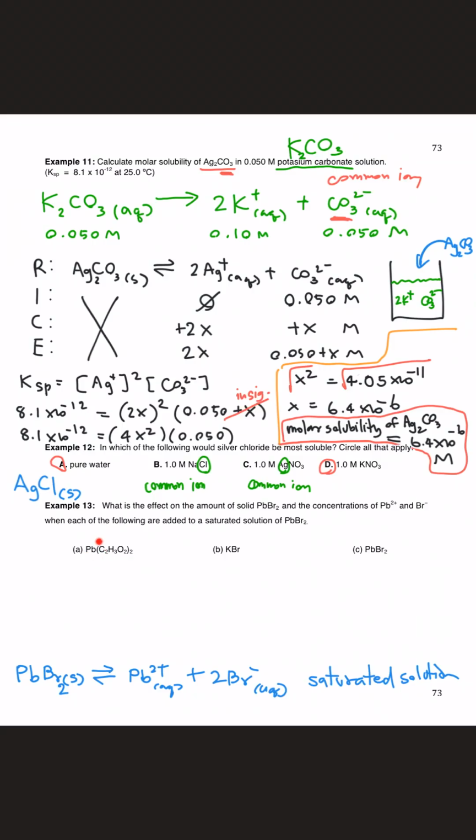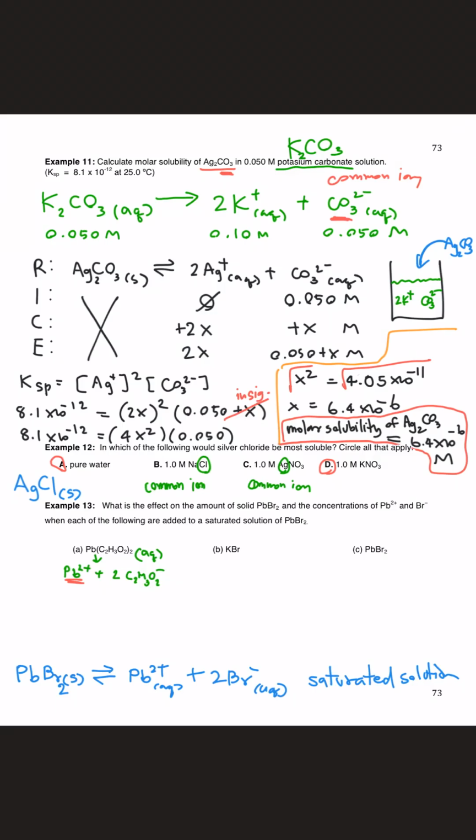Action A is adding lead acetate. If you look at the solubility rules, lead acetate is a soluble ionic compound. So I'm going to write this as aq. Therefore, when lead acetate is dissolved in water, it is going to give off lead ion and 2 acetate ion. And you probably recognize that the lead ion is the common ion with the lead bromide, right? So this is the common ion because it contains lead. So lead acetate contains the common ion lead with the lead bromide.